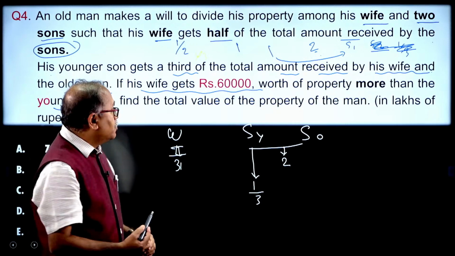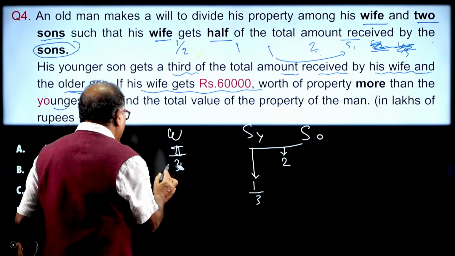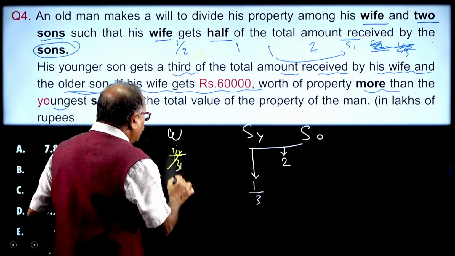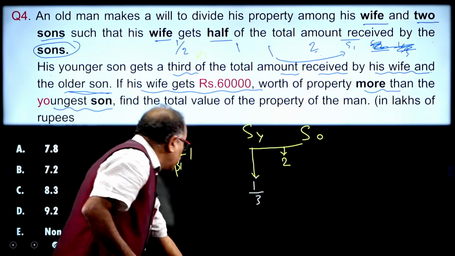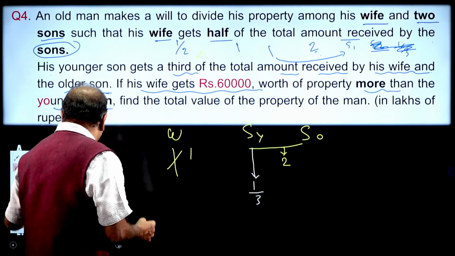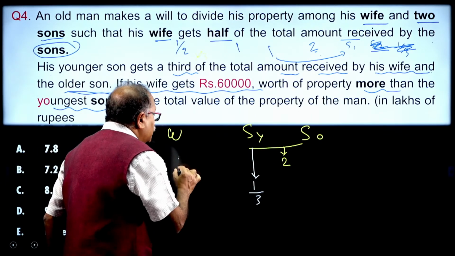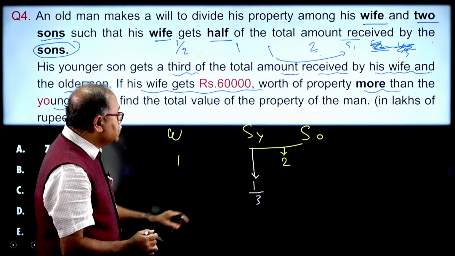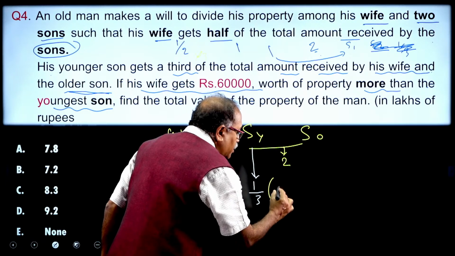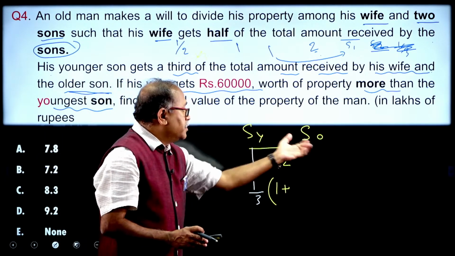One-third of what? One-third of the money received by his wife. Wait a minute, I do not know why there is a multiple writing, so let me go back. Here is really a very good question. If these two people are getting 2, the wife is getting 1, and it is also said that the younger one is getting 1/3 of the wife plus the elder son.